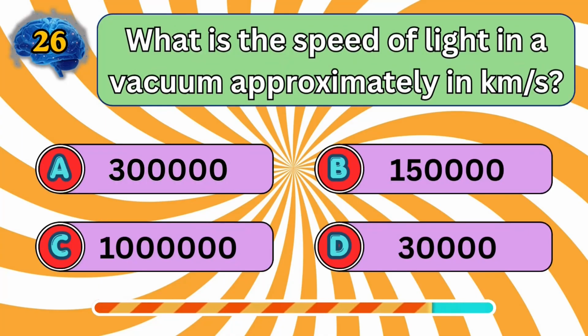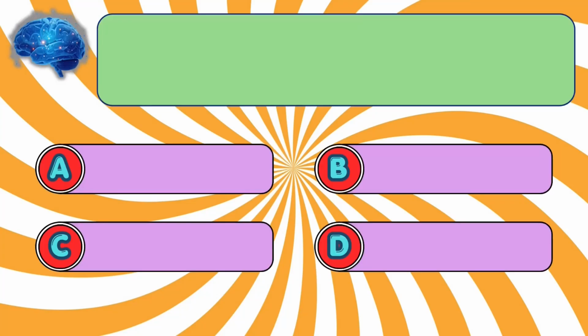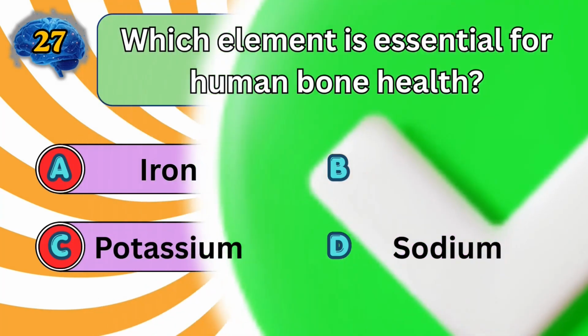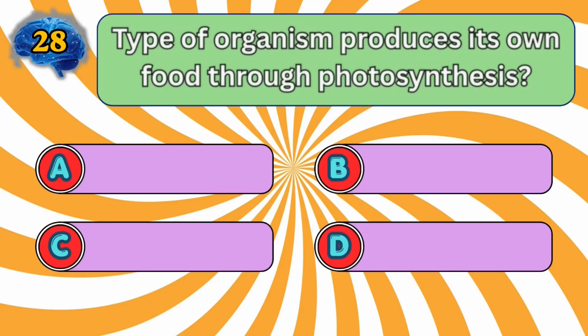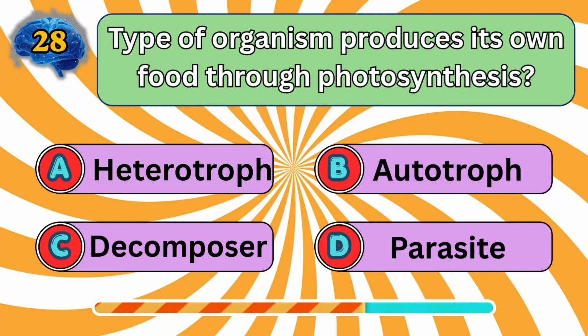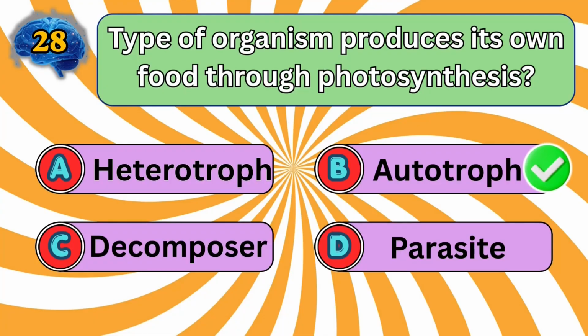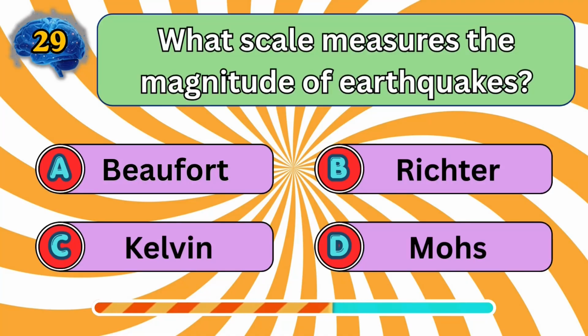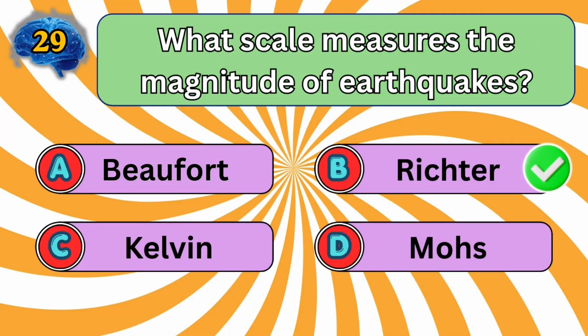What is the speed of light in a vacuum approximately? 300,000 kilometers per second. Which element is essential for human bone health? Calcium. What type of organism produces its own food through photosynthesis? Autotroph. What scale measures the magnitude of earthquakes? The Richter scale.